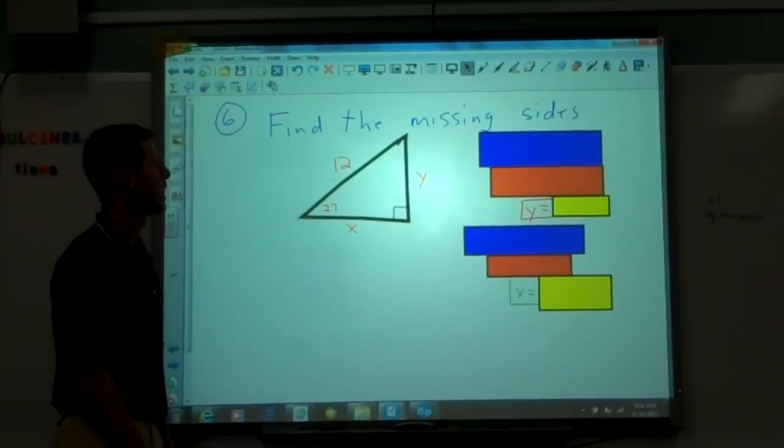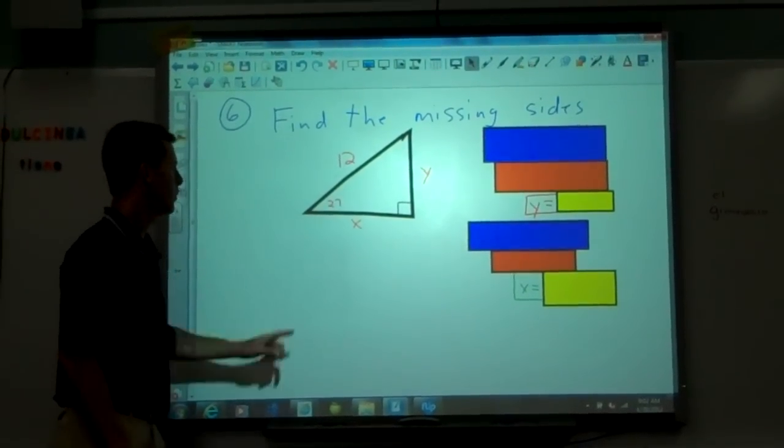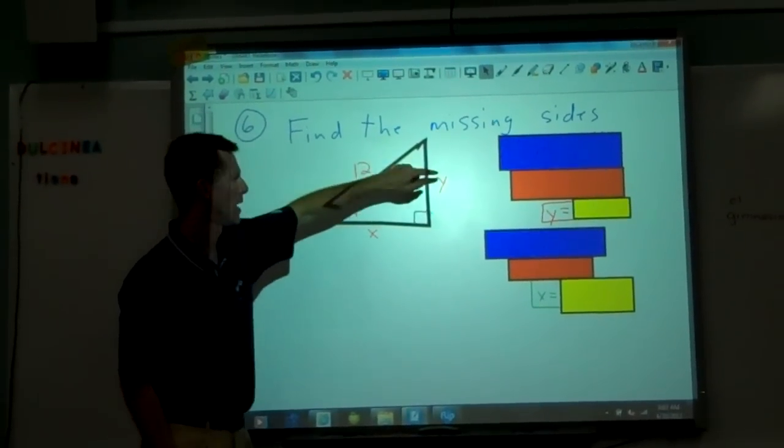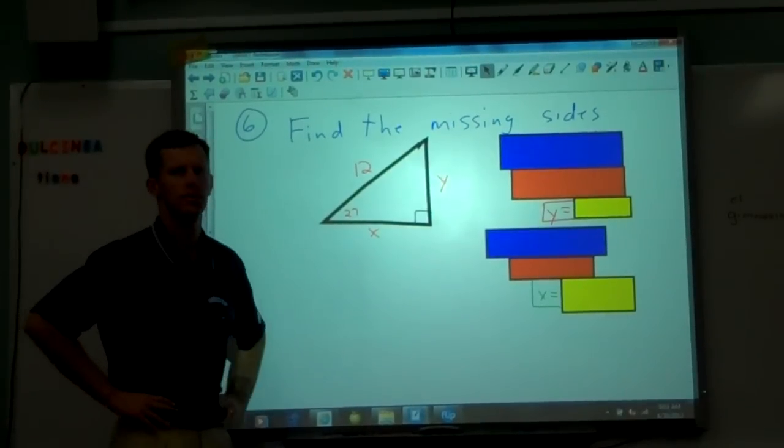Challenging stuff here. All right, find the missing sides. So we know we've got a 27-degree angle. We know the hypotenuse is 12. We need to find y, and we need to find x.